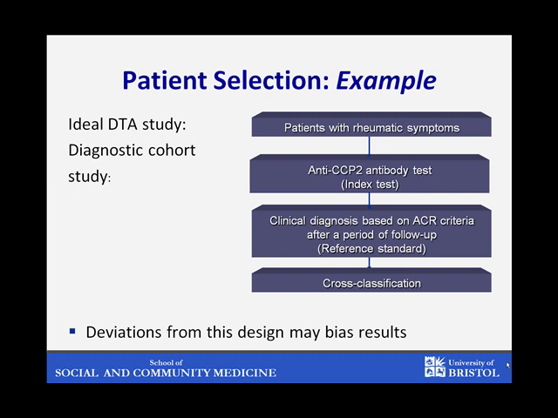All of these patients would then undergo the index test, in this case anti-CCP2 antibody test. They would then be seen by a clinician using the American College of Rheumatology criteria, who was not aware of the index test results, who would then classify them into whether they thought they had the disease or not, that being known as the reference standard or gold standard. And then once we have the results of that, we can cross-classify the results from the index test against the reference standard, giving us our usual 2x2 table that we've shown you in the past. If you deviate from this study design, you can unfortunately produce biased results.